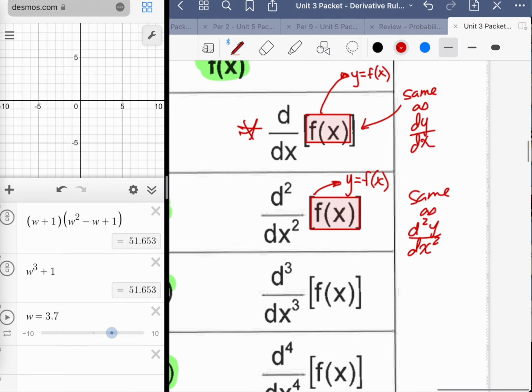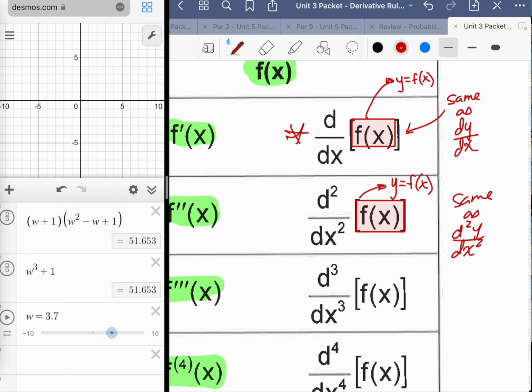Notation-wise, that's where things get a little dicey, because in the past, anyway, maybe I'm doing a wonderful job of explaining this and it won't come up again, but it almost always does. Why does the 2 come after the d on the top, but it doesn't come after the d on the bottom, it comes after the x? Like, why is that the case? It's because the original function isn't being squared. It's still the original function. It's still the second derivative of the original function.